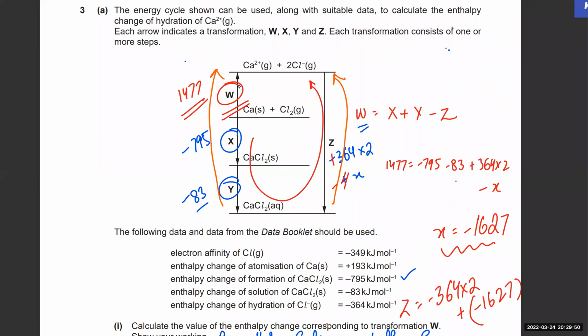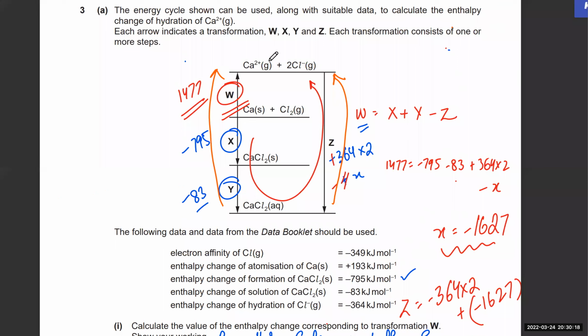So Z is downwards, and that makes X and Z equal, only with a sign difference? X and Z are not equal. X is from this point to this point only. These two arrows are equal, because they start at the bottom, at calcium chloride aqueous, and they reach all the way to the top. Is that clear?